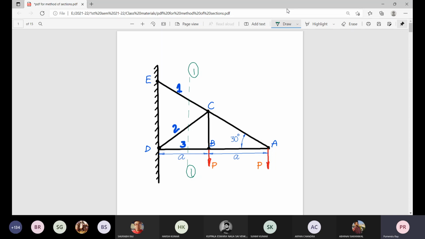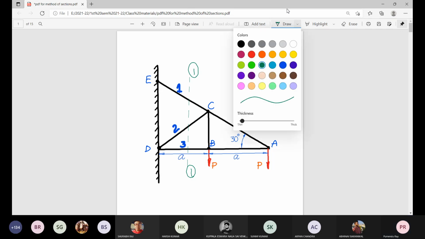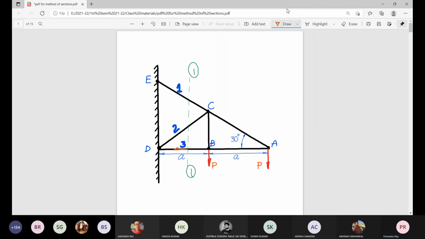Now, after that, as if the left hand portion has been removed, and we consider the equilibrium of the right hand portion. So for that, you have to indicate the members with the member forces and assuming tensile in this way. S3, S2, and S1. Right?